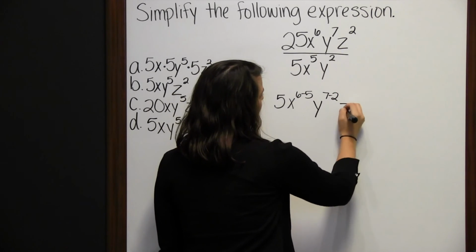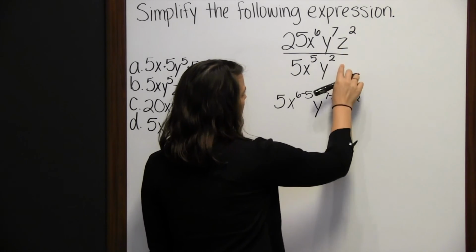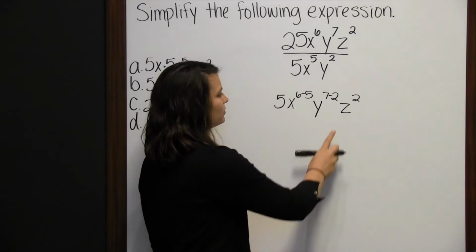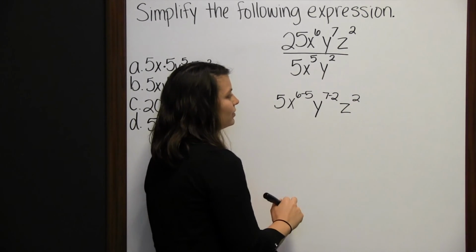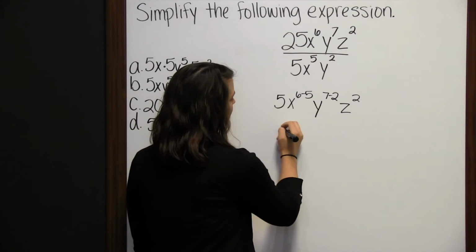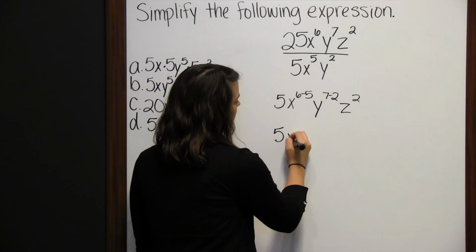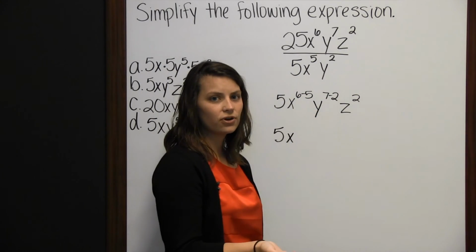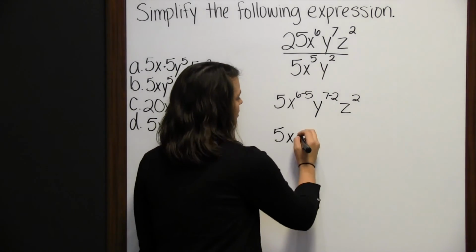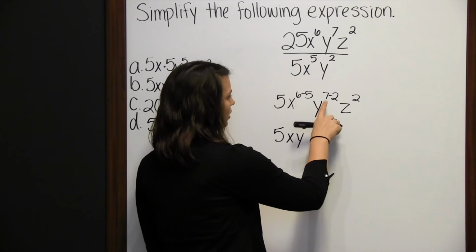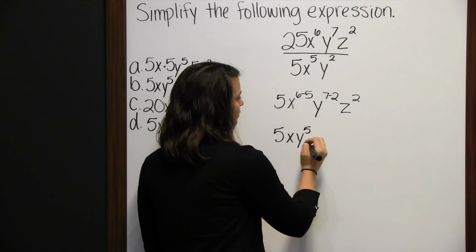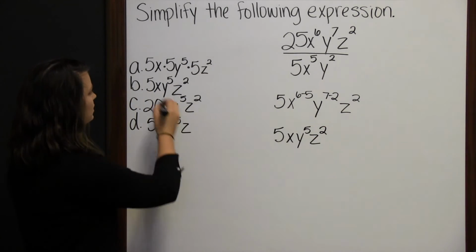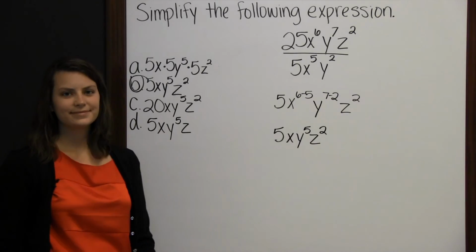And then finally we have z squared, which isn't being divided by anything in the denominator, so it just stays as z squared. So now when we simplify, we have 5x to the 6 minus 5 is 1, x to the first is just x, y to the 7 minus 2 is 5, z squared. So our answer is B.